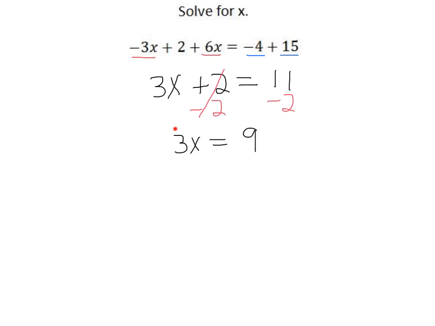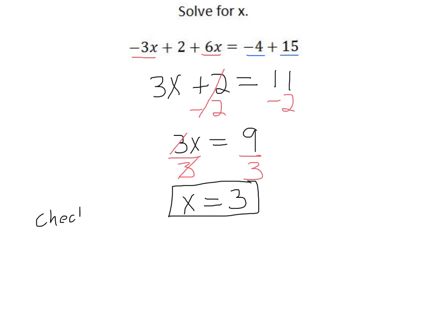We have now isolated the x term on the left, and now we can start to isolate the actual x factor by taking this 3 and recognizing it's 3 times x, and so if we divide by 3, this 3 over 3 will make 1x, or just x. And on the right side, 9 divided by 3 is 3. Okay, this is what I think is the answer. I'm going to check this to make sure.